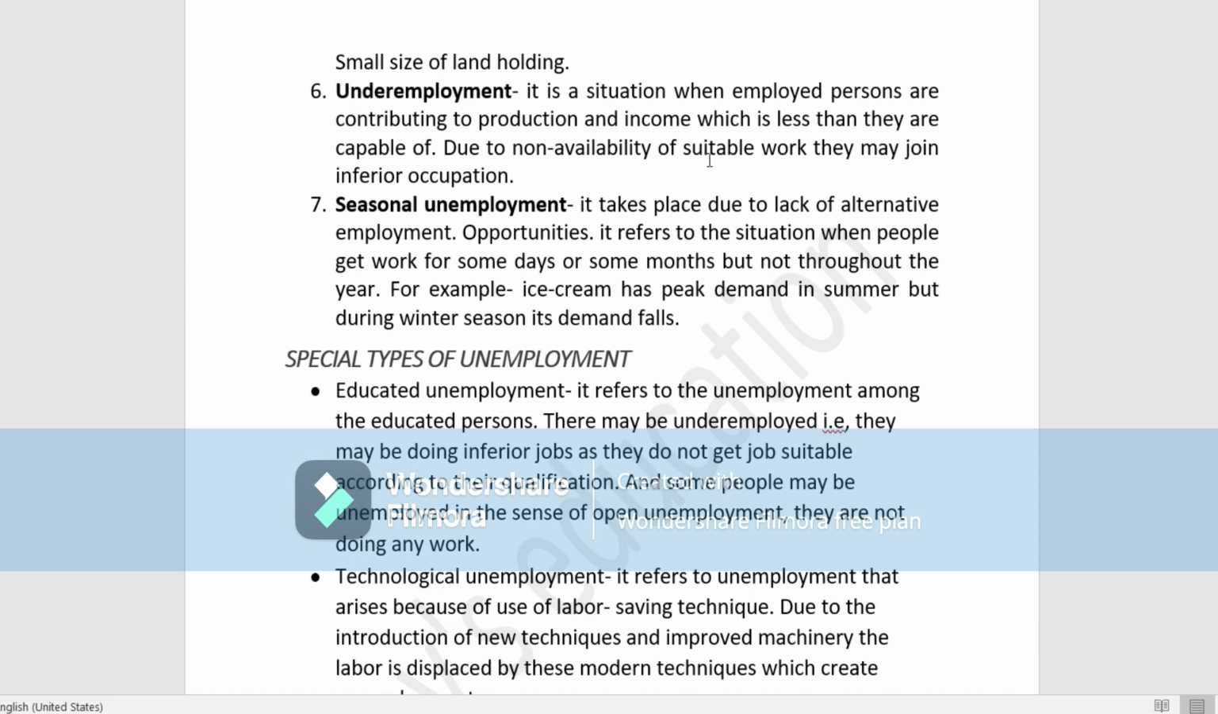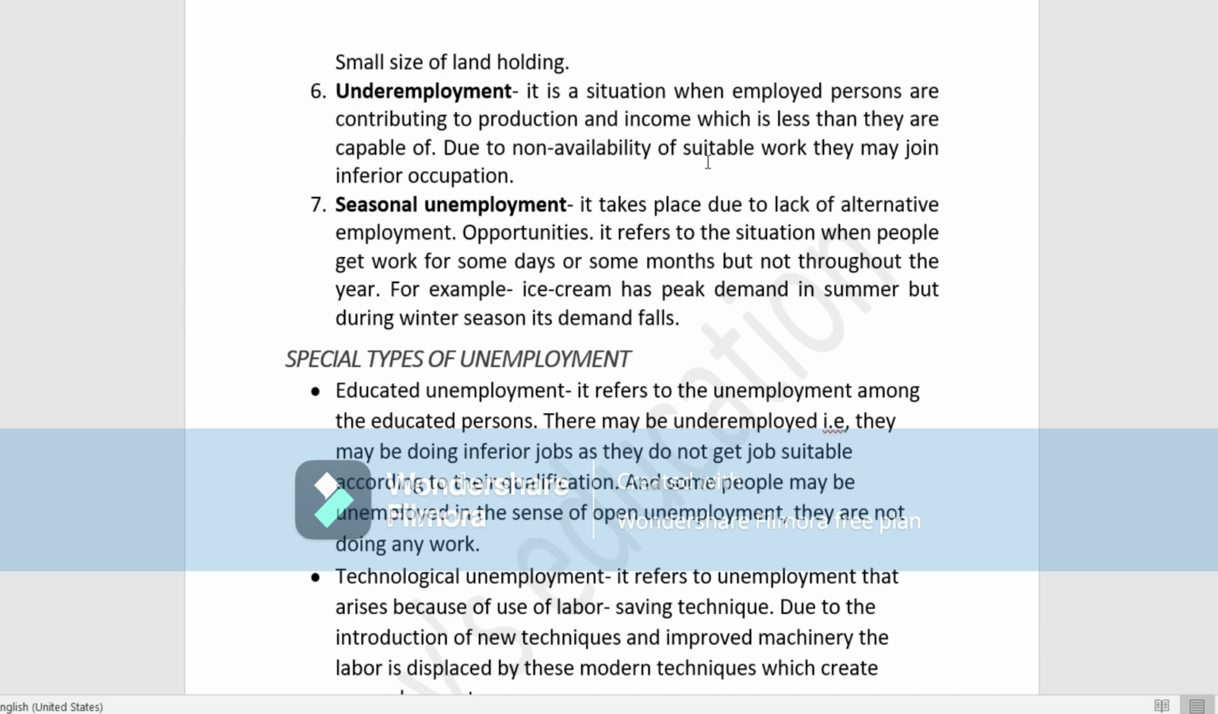They are capable of doing very good quality work, but due to lack of jobs, they may join some inferior job. Maybe an automobile engineer is working as a mechanic. He is an engineer, but due to lack of this job, he has to work as a mechanic.